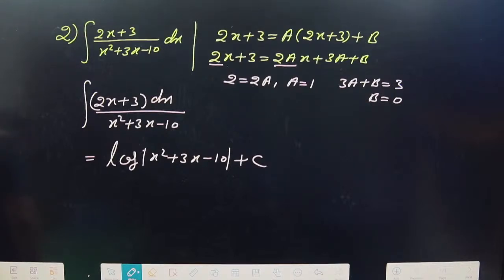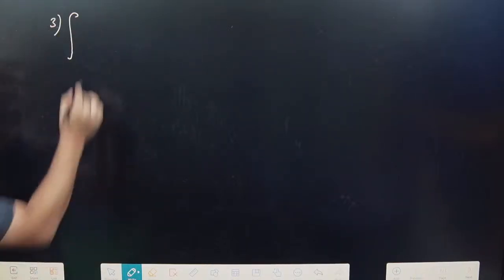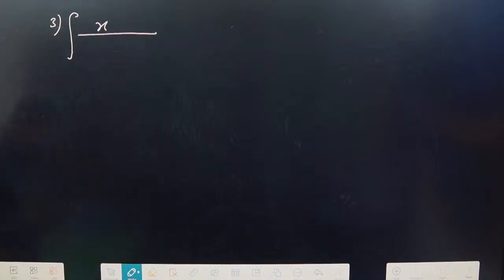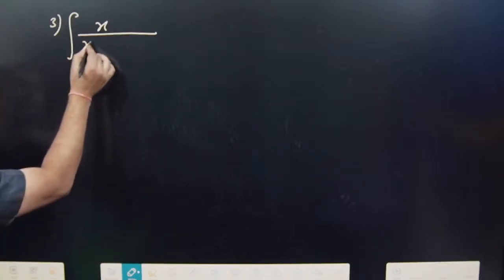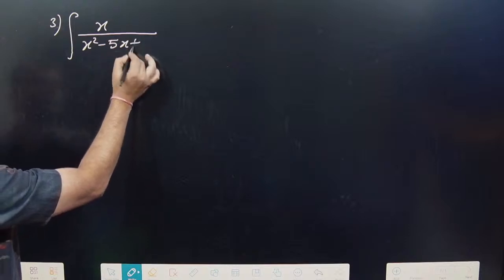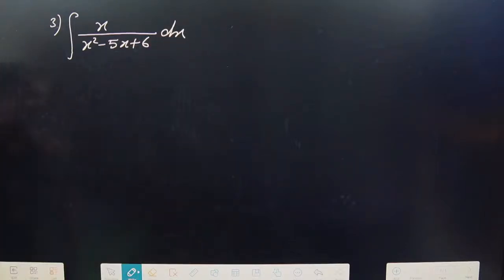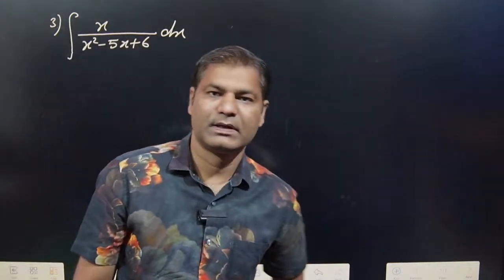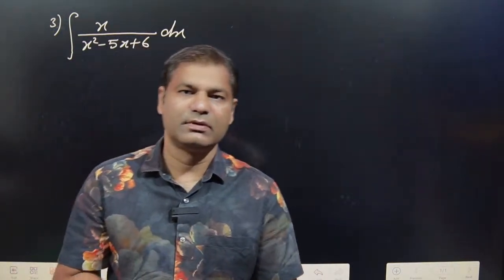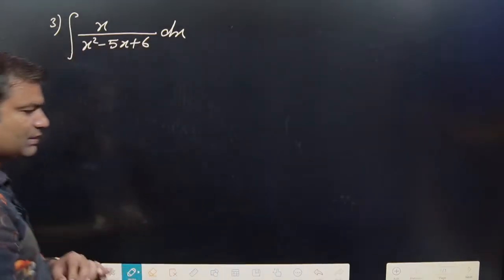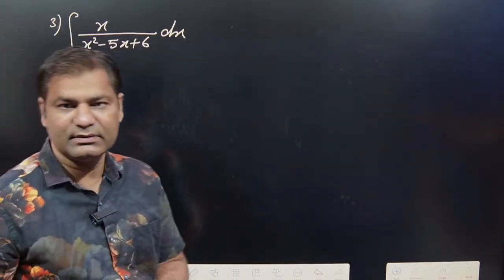Okay. So I will focus on the next problem, problem number 3. Integration of x upon x square minus 5x plus 6 into dx. How can we solve this type of problem? Simply, you can solve it by the question 2 method.